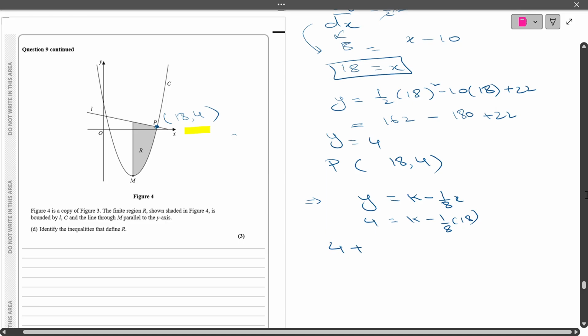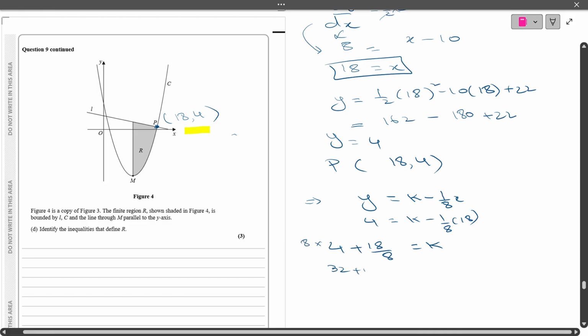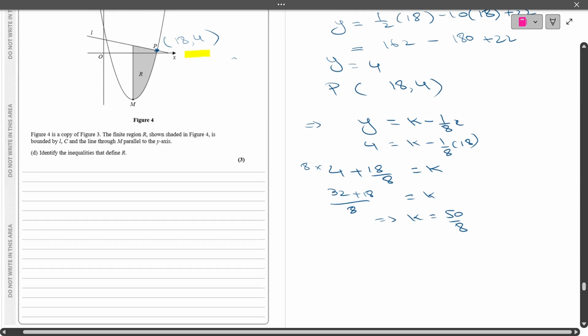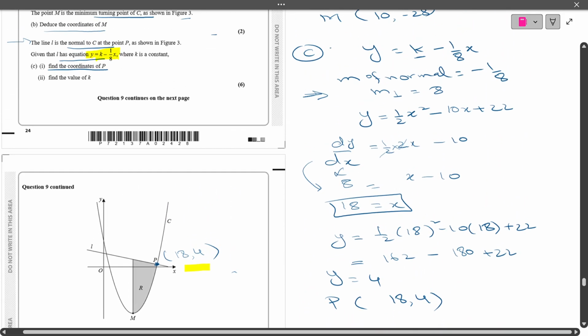So 4 plus 18 divided by 8 equals k, and 8 times 4 is 32. 32 plus 18. Make equivalent fraction, times this by 8. So 32 plus 18 is 50. So k here is 50 over 8. Simplify it, divide numerator and denominator by 2. So k is 25 over 4. Alright, this is done. The C part starting from here.